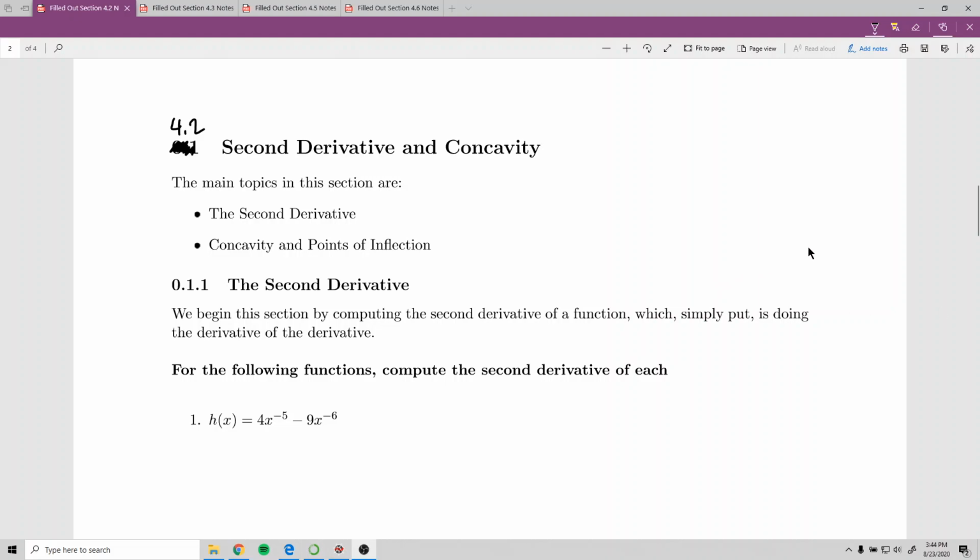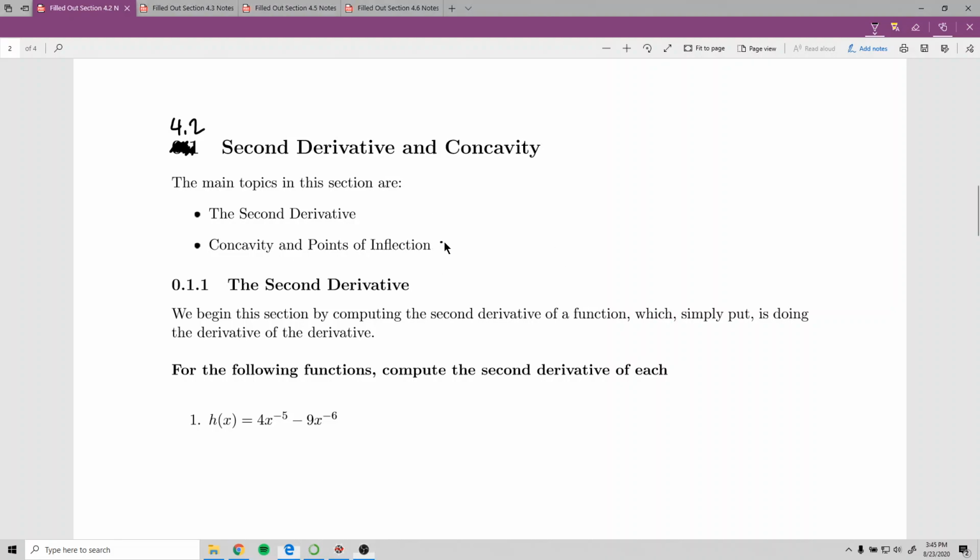This video will be on section 4.2, second derivative and concavity. So the two things we'll talk about are exactly that. We'll talk about the second derivative, and then we'll talk about what's related to the second derivative. It's called concavity and points of inflection.